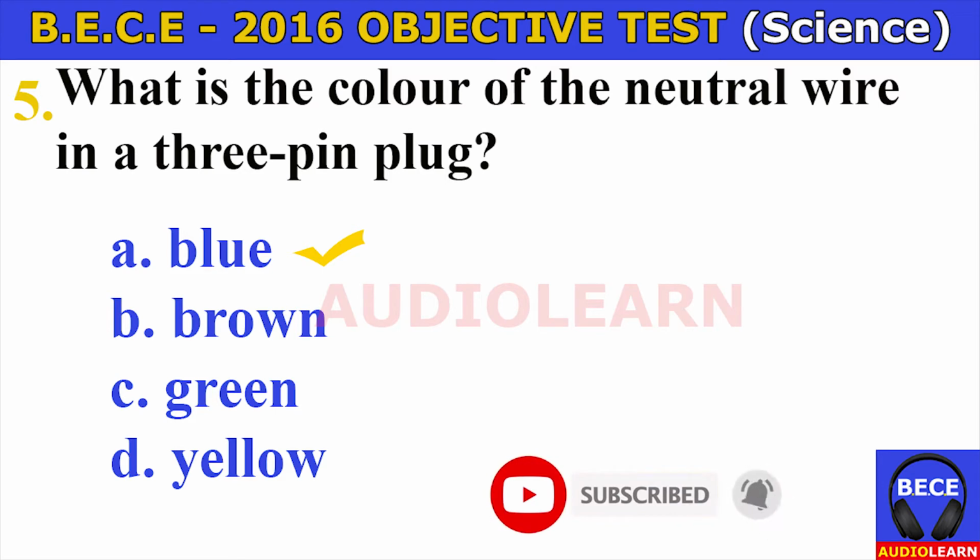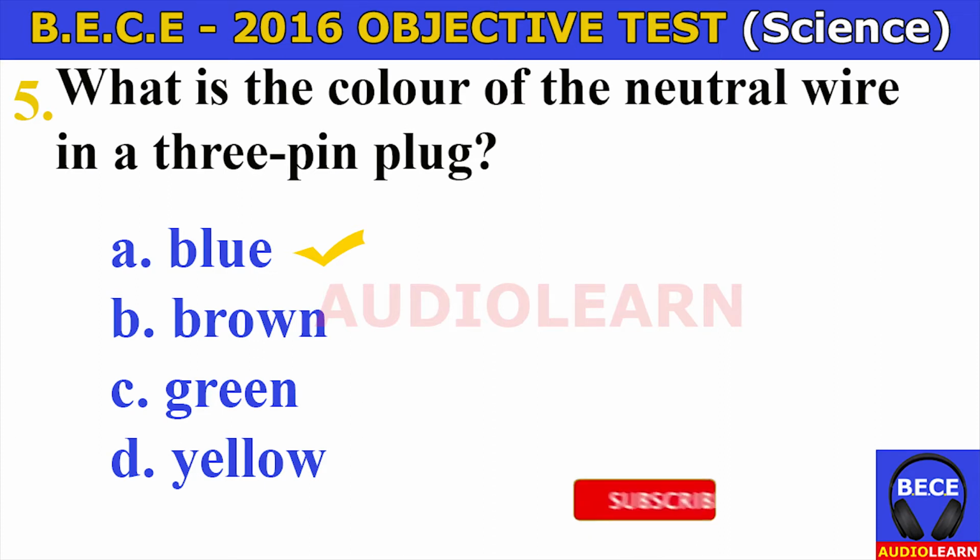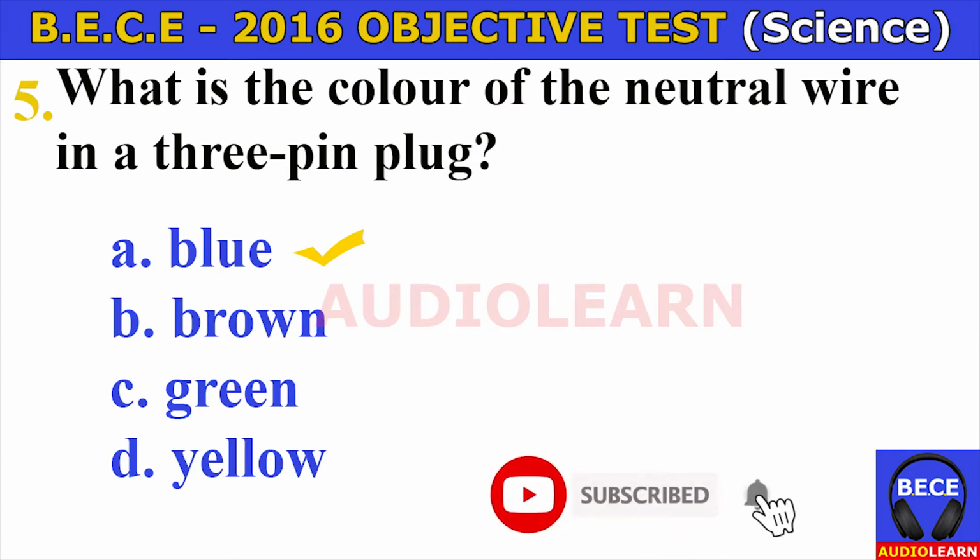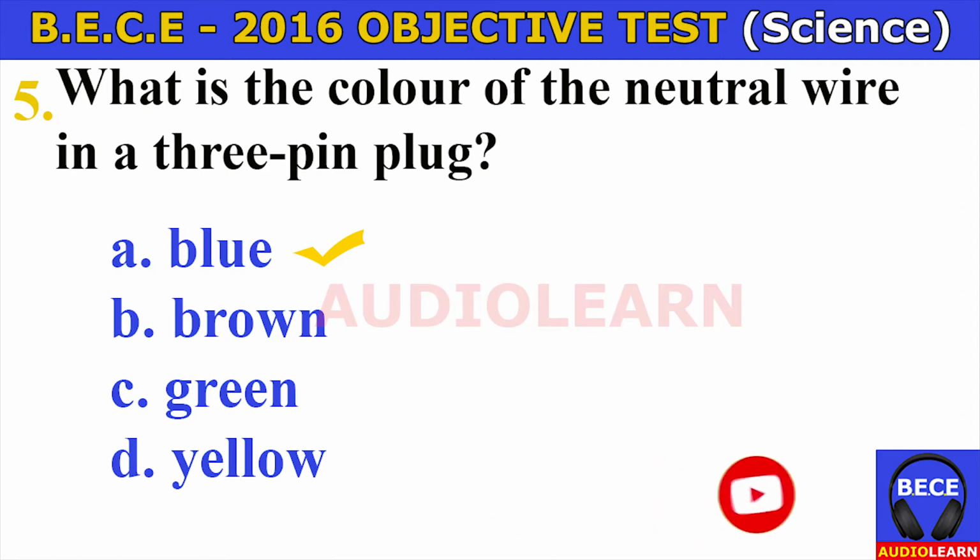Number 5. What is the color of the neutral wire in a 3-pin plug? A. Blue, B. Brown, C. Green, D. Yellow. And the answer is A. Blue. What is the color of the neutral wire in a 3-pin plug? And the answer is blue.